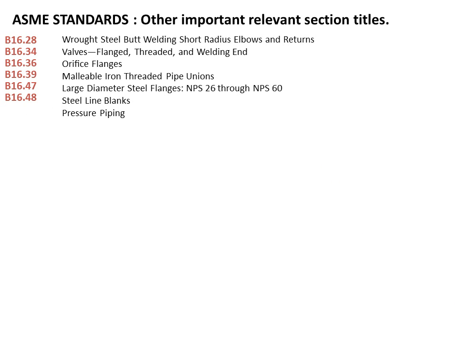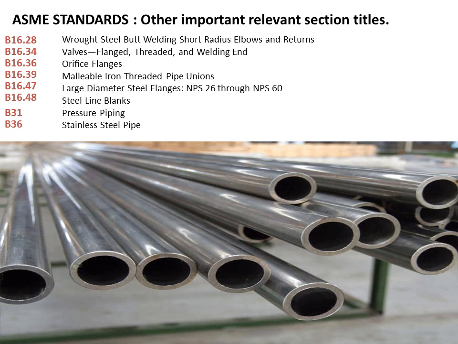And as we have seen, for the pressure piping, we have B31. So B16 standards contain all the details of the pipe fittings, and B31 is for the pressure piping. For stainless steel pipe, we have B36.19M.